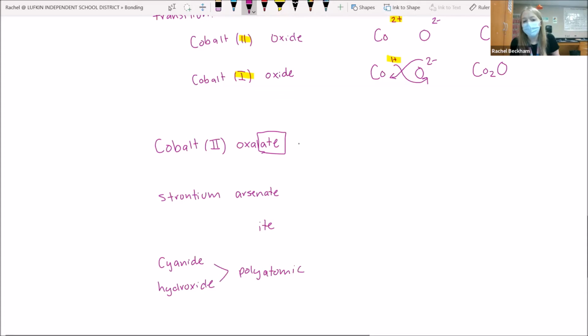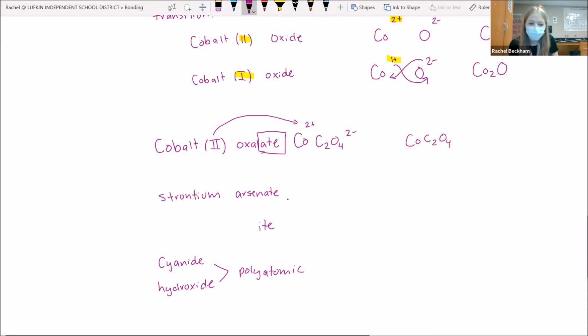So cobalt oxalate, we find oxalate on the back. Did you guys all find oxalate? The formula was C2O4 with a -2 charge. And so we know that. And then cobalt has a +2 charge, so we're going to put that right here. Because it's a +2 and a -2, it's just going to be Co C2O4.